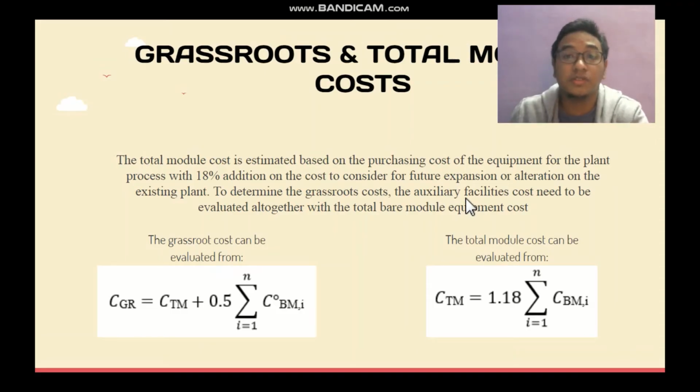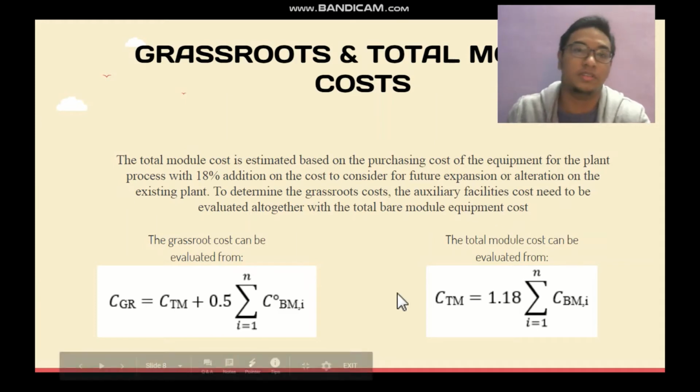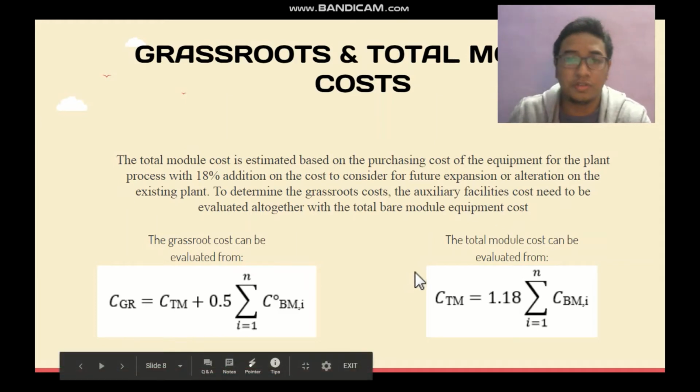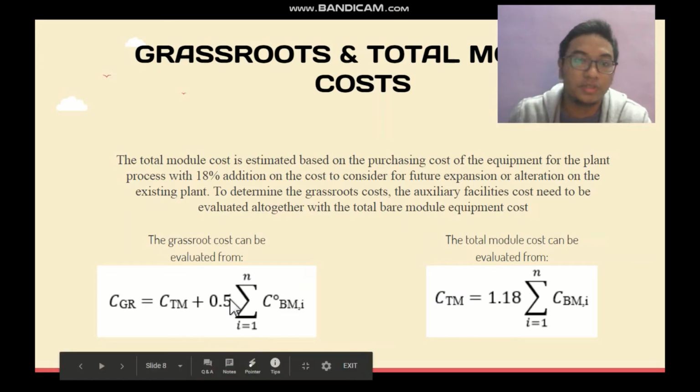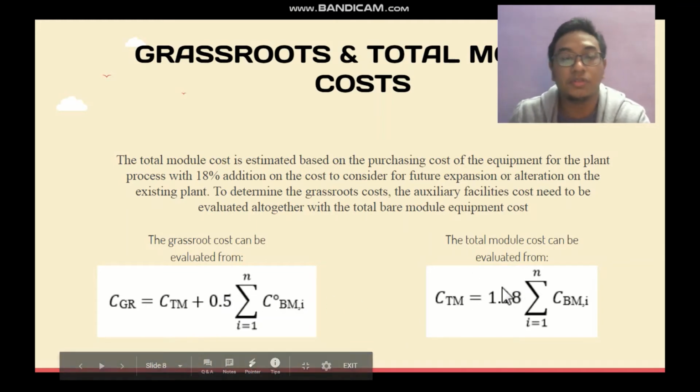Thank you, Anissa, for the good presentation. Next, I will continue on with grassroots and total module cost. The total module cost is estimated based on the purchasing cost of the equipment for the plant process with 80% addition on the cost to consider for future expansion or alteration on the existing plant. To determine the grassroots cost, the auxiliary facility cost needs to be evaluated altogether with the total bare module equipment cost. Here is the formula for the grassroots cost, and here is the formula for the total module cost.